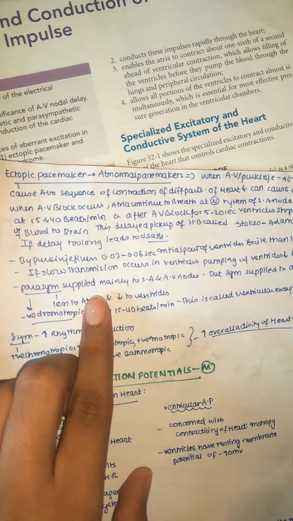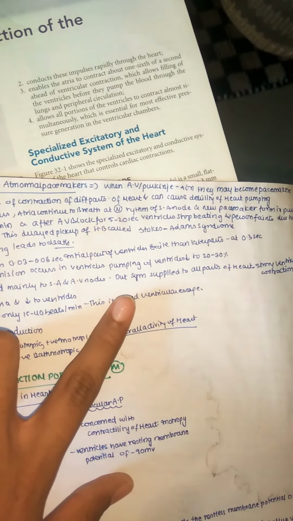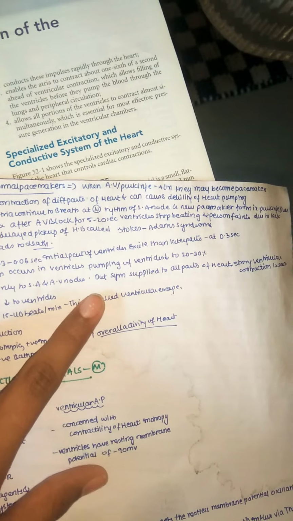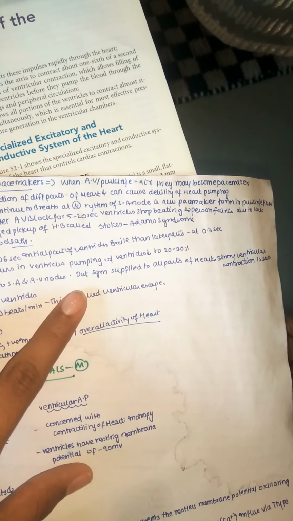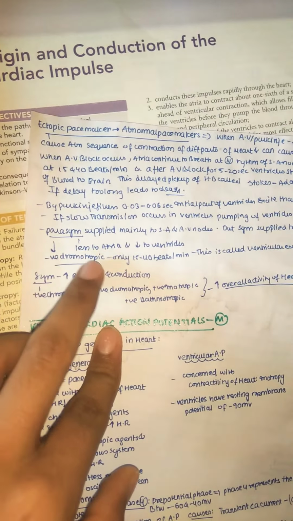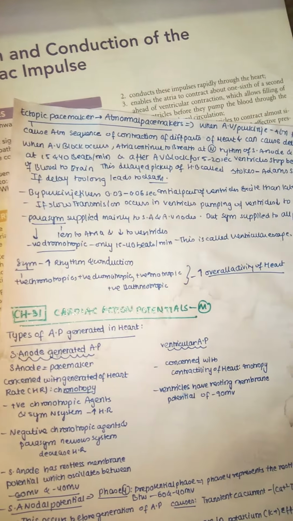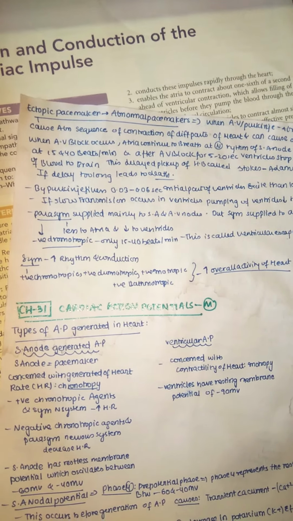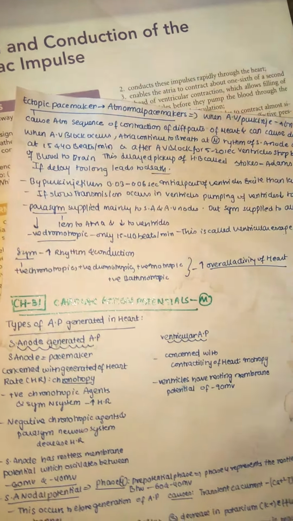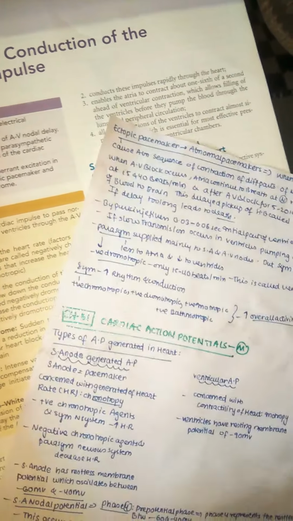The parasympathetic system is supplied mainly to the SA node and AV node, but the sympathetic is supplied to almost all parts of the heart. A strong ventricular contraction is seen due to the sympathetic system, and parasympathetic supply is less to the atria and even more decreased to the ventricles. Parasympathetic is negative dromotropic, so only 15 to 40 beats per minute are formed, and this is called ventricular escape.